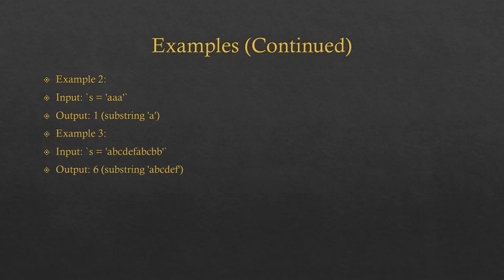In example 2, we have the string "AAA". Here the longest substring with distinct characters is just "A", so the length is 1. Finally, in example 3, the string is "ABCDEFABCBB". The longest substring with all distinct characters is "ABCDEF", which has a length of 7.